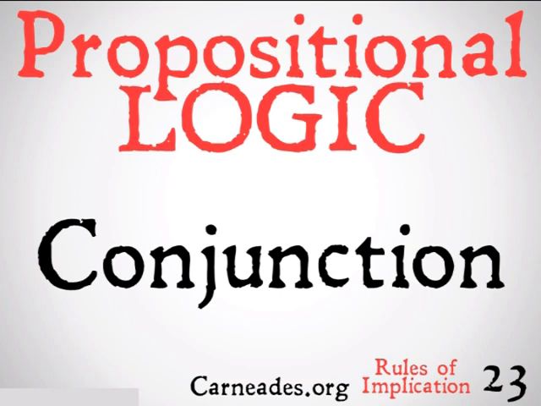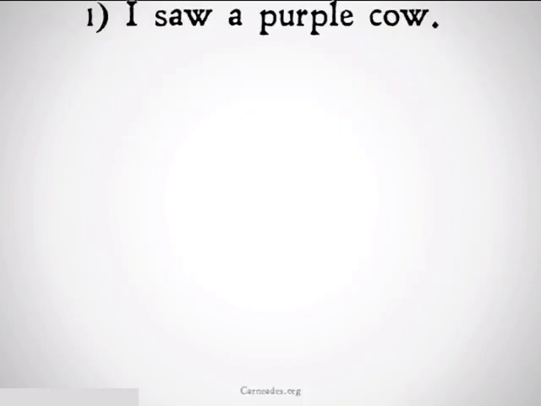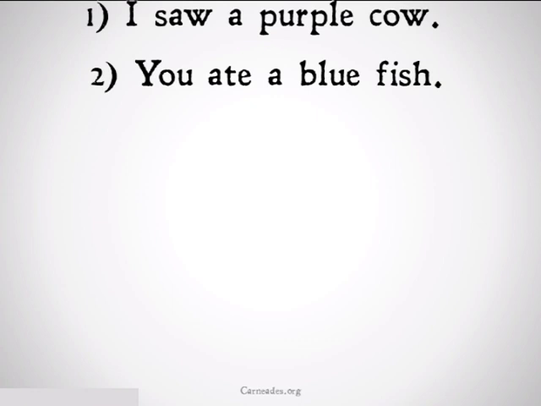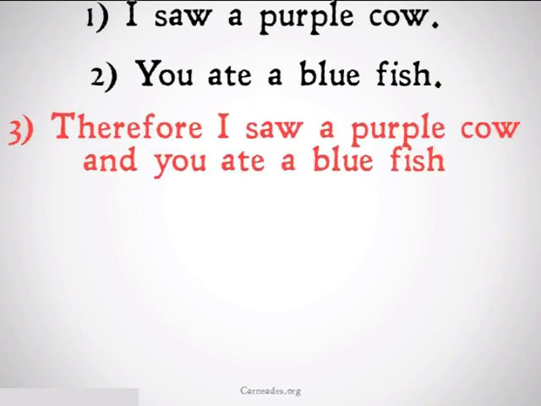Let's take a look at some examples. So, I take the premises, I saw a purple cow, and the premise, you ate a blue fish, and I conclude, therefore, I saw a purple cow, and you ate a blue fish. Pretty self-explanatory. We're just conjoining two separate statements. We're bringing them together and putting an "and" in the middle.